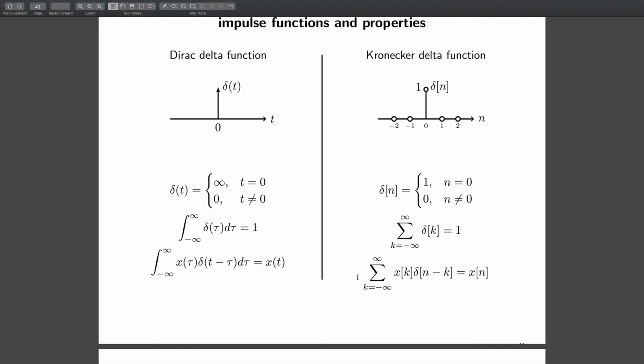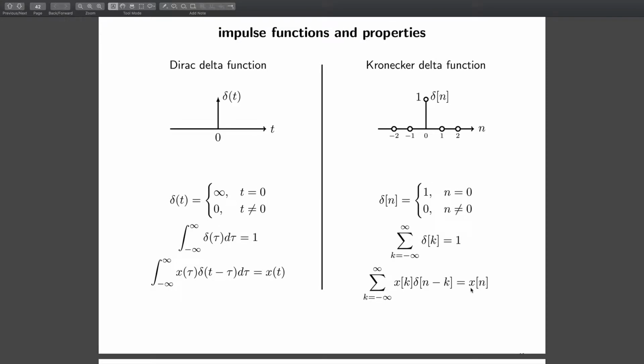Similarly, right here, if you look at this closely, it has a similar form to this convolution integral on the left. This is a convolution sum. And what this is basically telling us is that when you convolve a sequence or a signal with a delta function, a Kronecker delta function, you reproduce that same sequence that you started with. So those are a few things about delta functions.